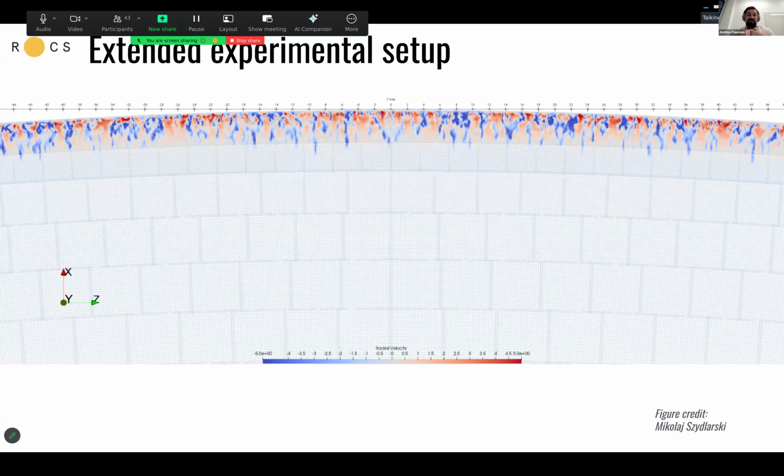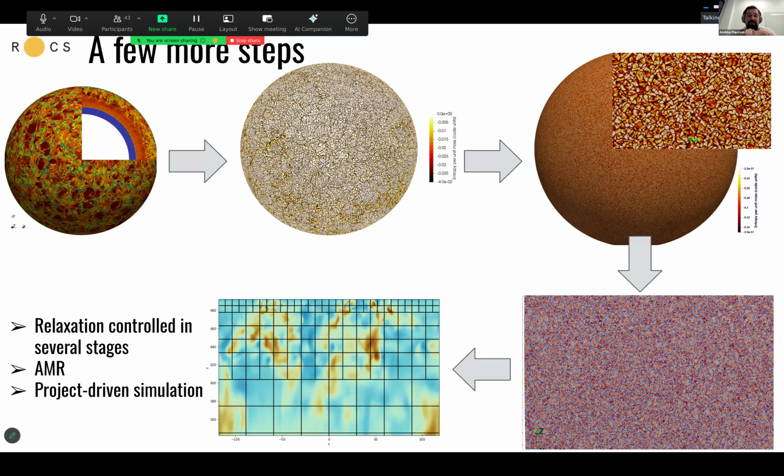So we still need a few more steps. And we need to relax the simulations in control several stages. We start from lower resolution simulations, potentially at smaller radii, increase resolution continuously here to the right, then increase the resolution to the one we want, let's say 71 kilometers of cell size.